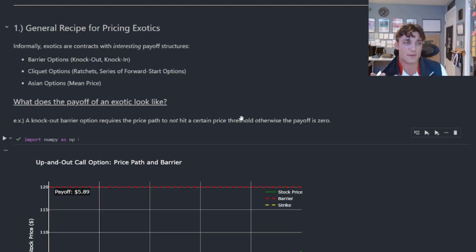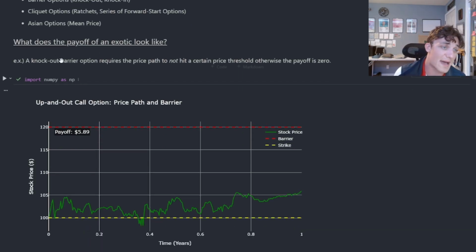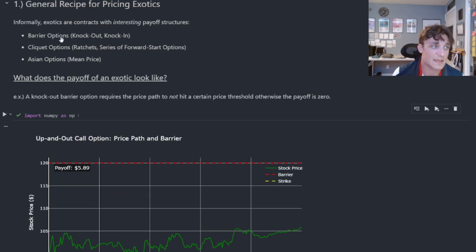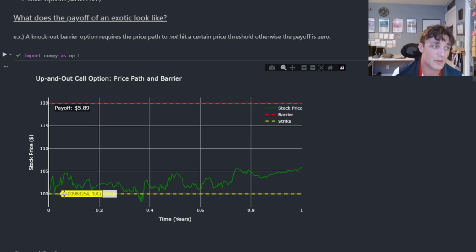So with a European option, it doesn't matter the path the asset took to get to the expiration. But with the barrier option or the cliquet option or other exotic options, the path does matter and it impacts the payoff at expiration. So what we're going to do is focus on this idea of a barrier option. It's just like a regular European option. So here's a European call, for example, right? We have a strike price. The underlying asset expired above it, so we get a payout. In this case, it was 589.